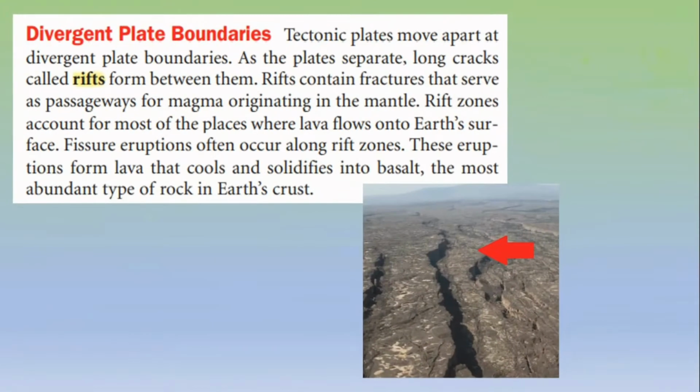Divergent plate boundaries. Tectonic plates move apart at divergent plate boundaries. As the plates separate, long cracks called rifts form between them. Rifts contain fractures that serve as passageways for magma originating in the mantle. Rift zones account for most of the places where lava flows onto Earth's surface. Fissure eruptions often occur along rift zones. These eruptions form lava that cools and solidifies into basalt, the most abundant type of rock in Earth's crust.